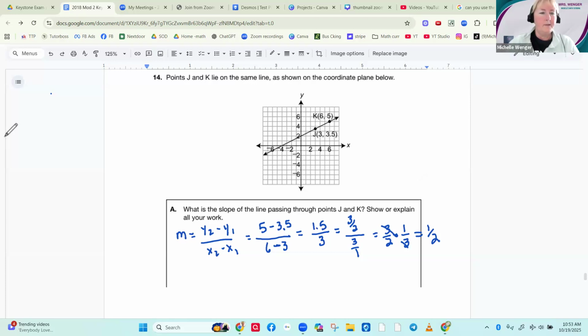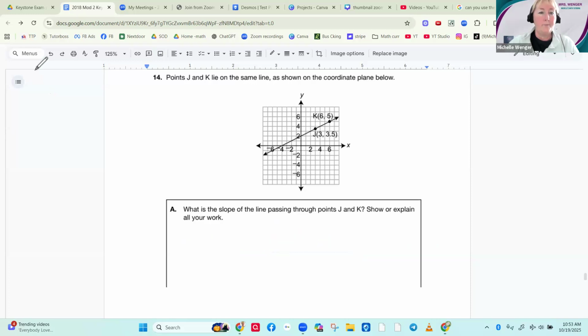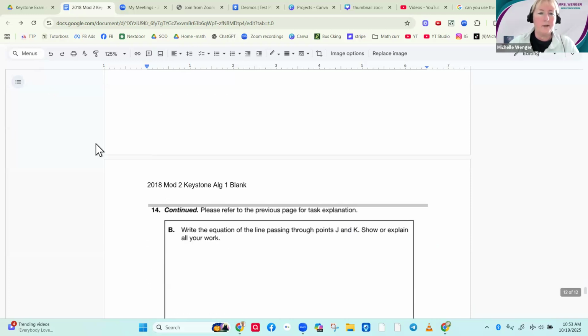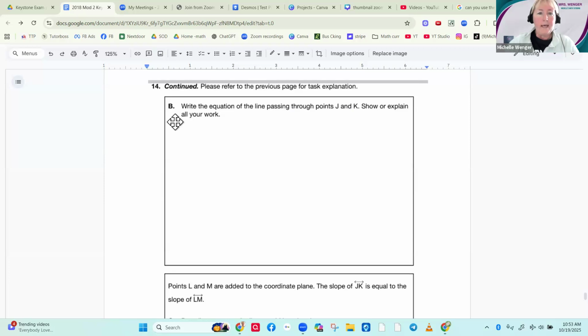All right. So continuing on to part B, this is on the next page. Here it says write the equation of the line passing through the points J and K. Show or explain your work. All right. So you already know that the slope is 1/2. I personally would use the point that they gave you, which was (6, 5). They gave you another one, but it was a decimal, so we try and avoid that.